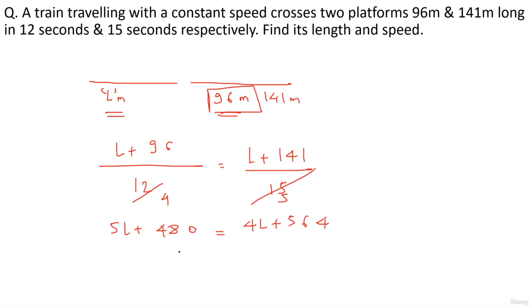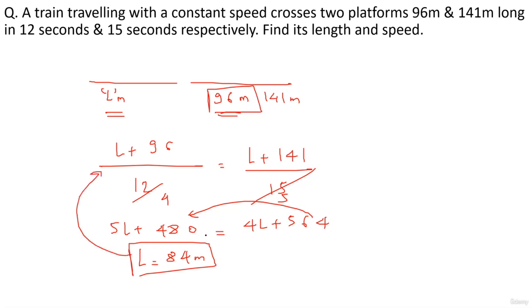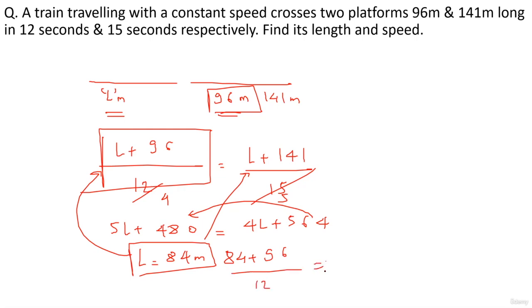Okay. So now from here you can calculate the length of this particular train. Length will be 564 minus 480, right? That will be equal to 84 meters. Now you can substitute this L equals 84 meters in either this equation or this equation. You will figure out the speed of the train, right? Let's do it in this one for the time being. So 84 plus 96 divided by 12. This is how you will calculate the speed of the train. So 84 plus 96 is 180 upon 12 is 15 meters per second. This is the answer for the speed of the train.